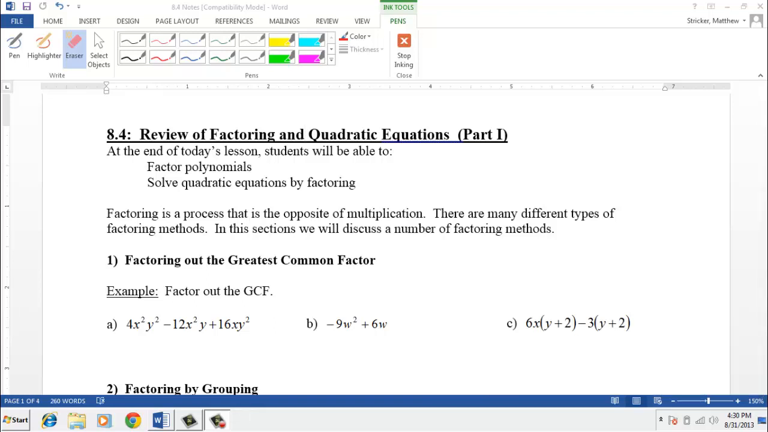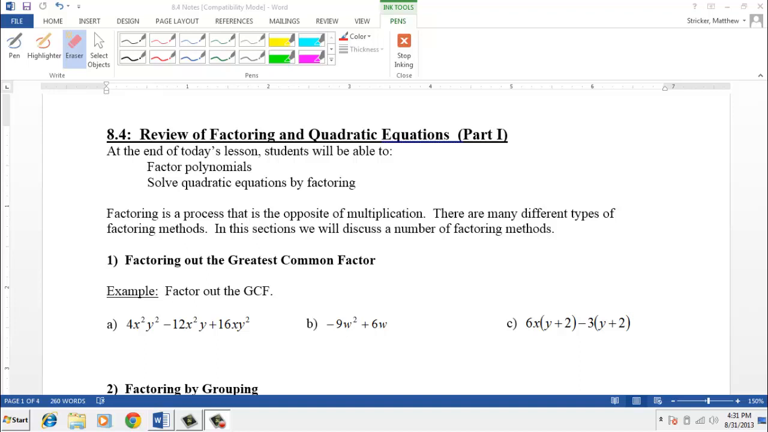Alright, so in this video we're going to talk about section 8.4 from your textbook, which really covers two main concepts. We're going to review the process of factoring, and then we're also going to talk about using factoring to be able to solve quadratic equations. One of the main uses of factoring is solving quadratic equations.